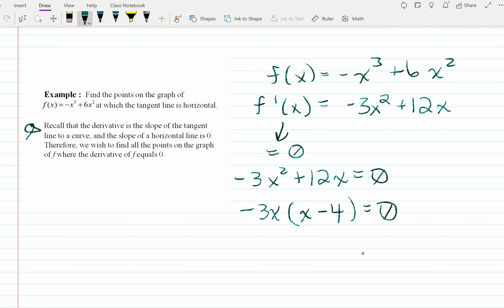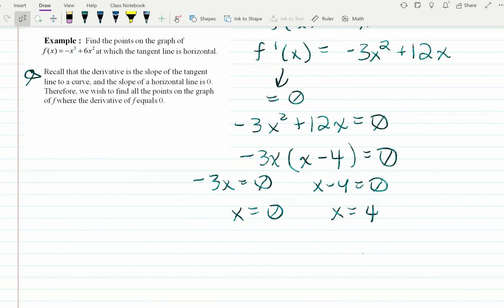And now we use the zero factor property, zero product property. We can say negative 3x equals 0, and we can say x minus 4 equals 0. So here, dividing both sides by negative 3, x equals 0. Here, adding 4 to both sides, x equals positive 4.